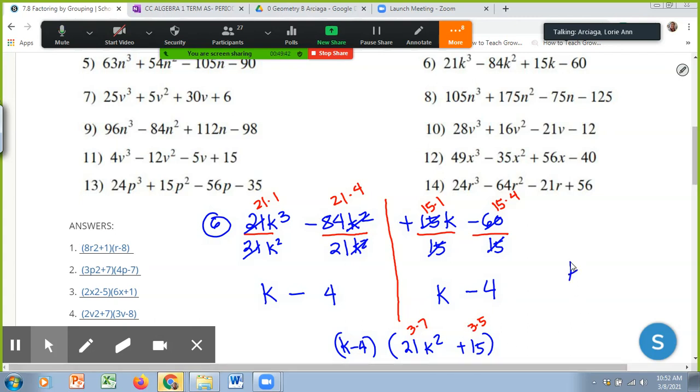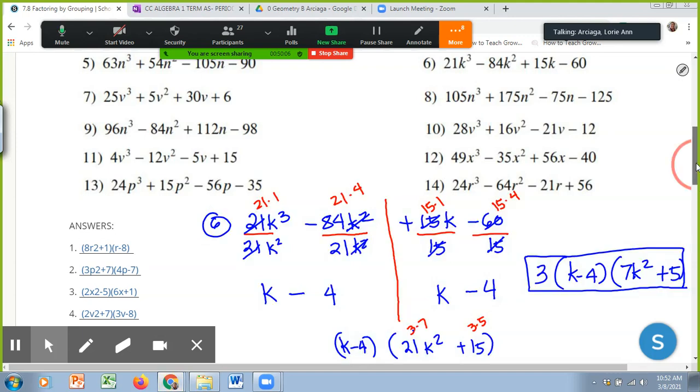So you'll end up with k minus 4. You're taking out the 3 from both of these. We'll put it in front because that's how it was in the key to correction. So if you divide here by 3, 21 divided by 3 is 7, so 7k squared. And 15 divided by 3 is 5. So this is what we should look for in the answer key.